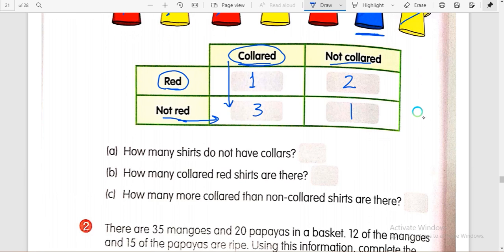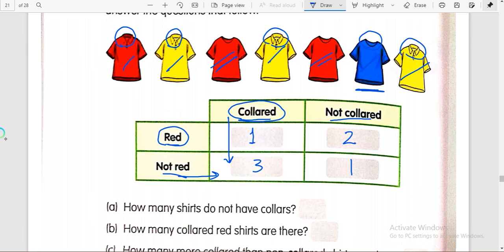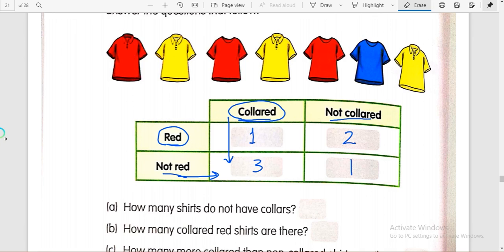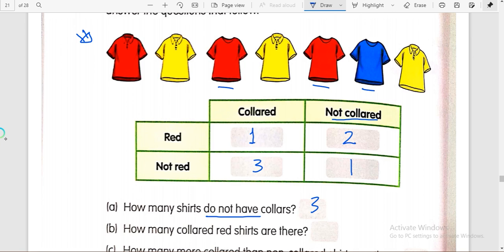Let's answer the following questions here. How many shirts do not have colors? You can count the number of shirts from this figure, or you can know from the Carroll diagram here. I'm asking about how many shirts do not have colors, which is not colored. You can say 2 and 1 is 3. Or look at that figure here, and you have 1, 2, 3. You have 3 shirts only without colors.